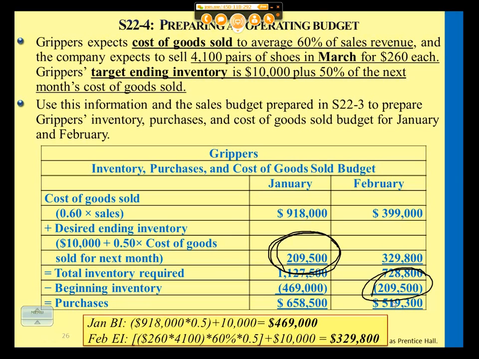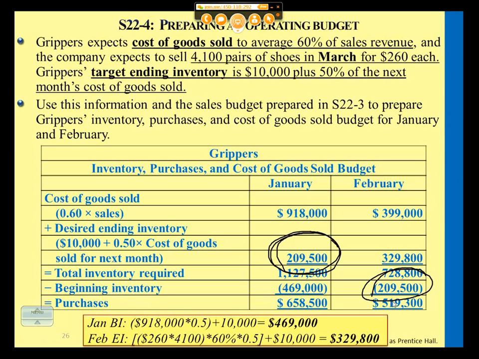Okay? Wait, so how do you get the beginning inventory if you don't have anything? So you're going to take your cost of goods sold, multiplied by this rule. Target ending inventory is 10,000 plus 50% of the next month's cost of goods sold.